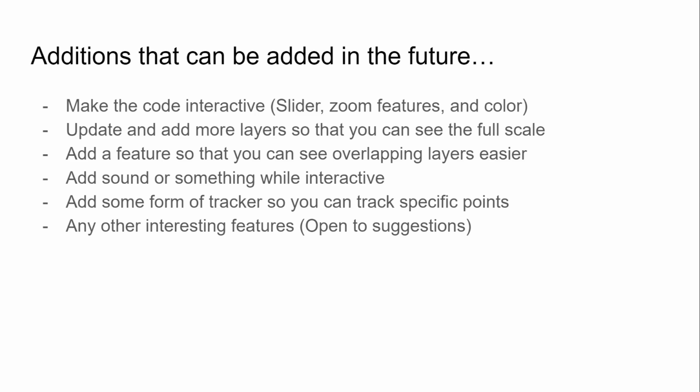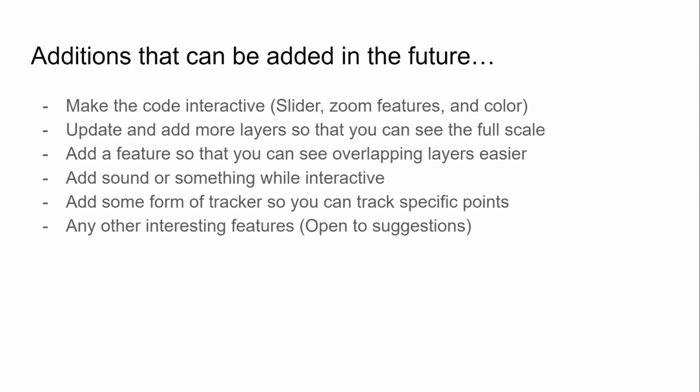So, additions that can be added in the future. Some of these are interesting or ambitious, and some of them are minorly easy to do, which is all about those goals. So I would love to make this code more interactive. I think just looking at a blank graph that can't move or can't zoom in to tell features is kind of boring, and I would love to be able to implement something that has like a slider or a zoom feature and some more color.